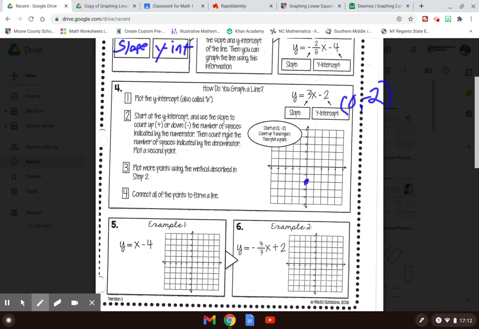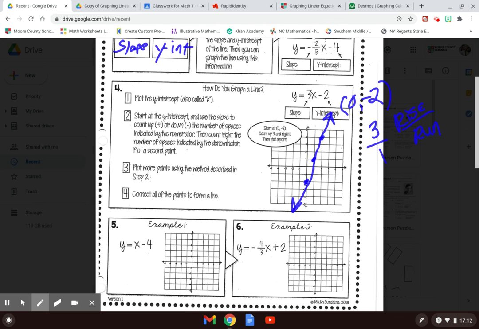So if I look here, my slope is 3x, which as a fraction means it's 3 over 1. So I'm going to rise 3 on my y-axis, which means I count up. I start here at negative 2, 1, 2, 3, and I go over 1. And then I count up again, 1, 2, 3, and go over 1. Rise over run. That's all you're doing. And then you connect your points with a line.